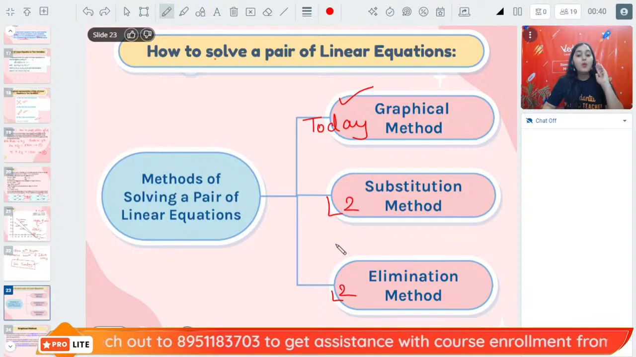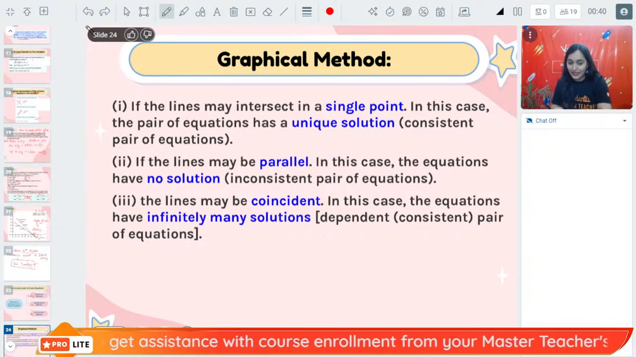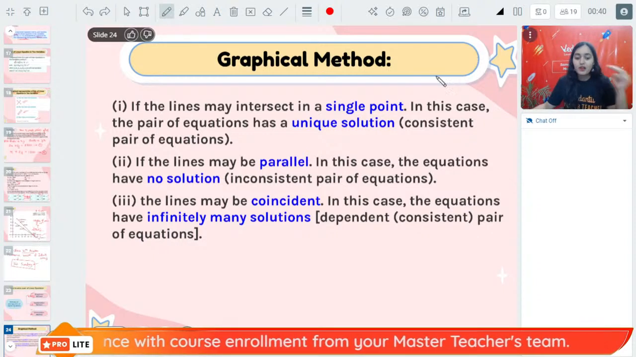Ready? So, what is the graphical method of finding the solution of a pair of linear equations? 3 things, 3 possibilities.